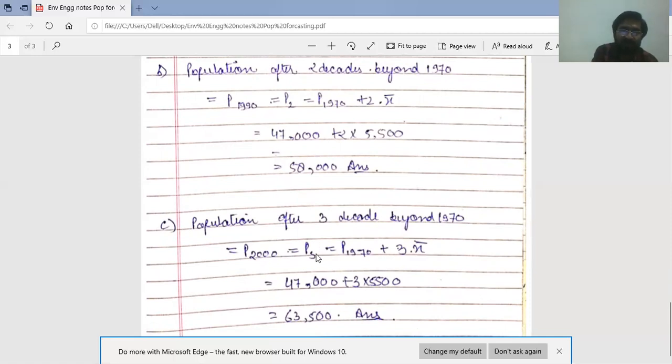Population in 1970 is 47,000 and in 2000 is 63,500. This is the first method of population forecasting, the arithmetic increase method.